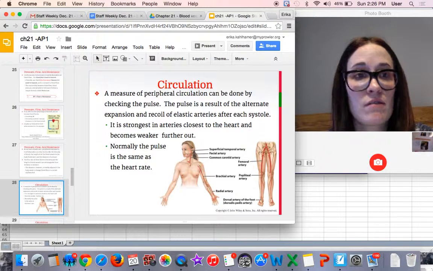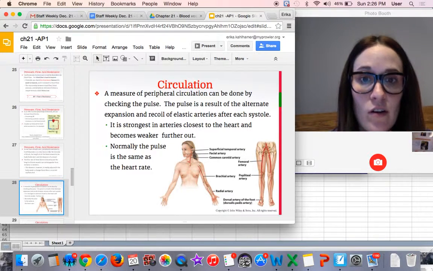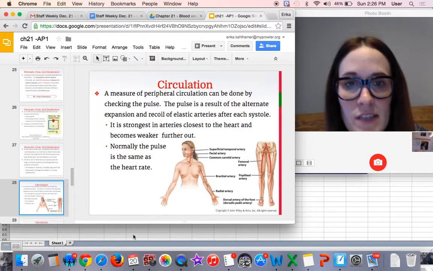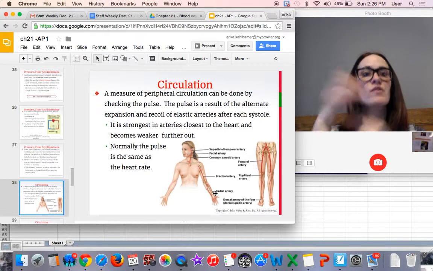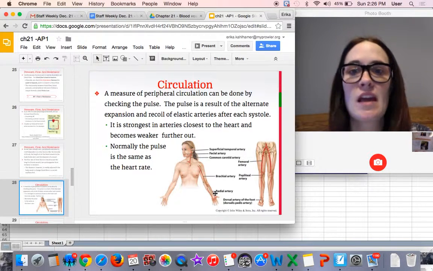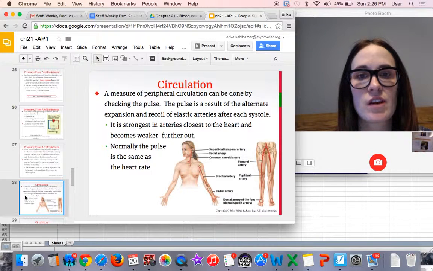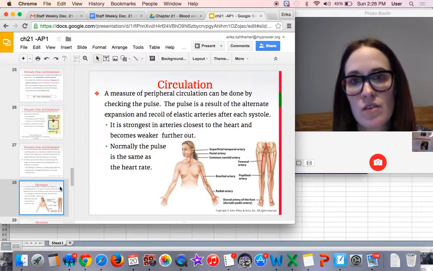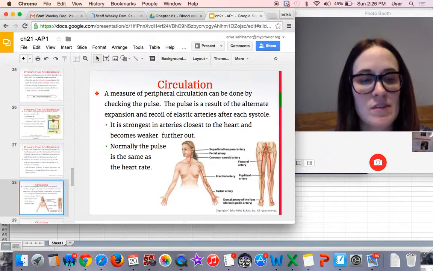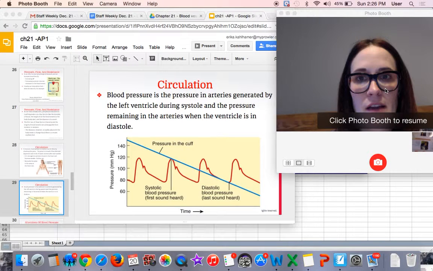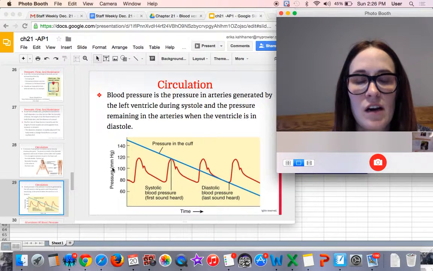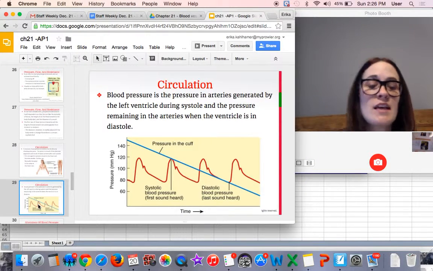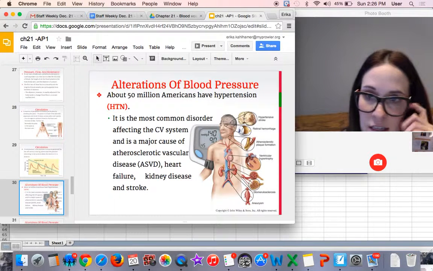Circulation. That's essentially your pulse, how fast your blood is circulating, or how many heartbeats you have. You can take the pulse. Usually we take the pulse in the radial artery or the common carotid artery. And it's the result of the expansion and recoil of the arteries after each systole. So it's usually about the same as the heart rate. Circulation, when we talk about how we get blood pressure, it's in the arteries when the ventricle is in diastole and systole.